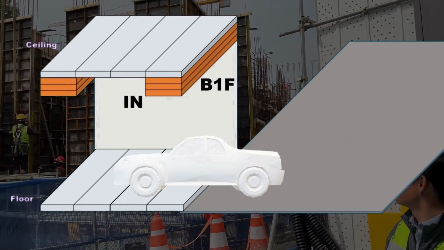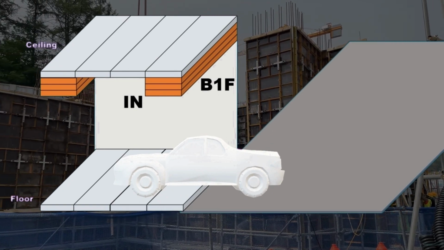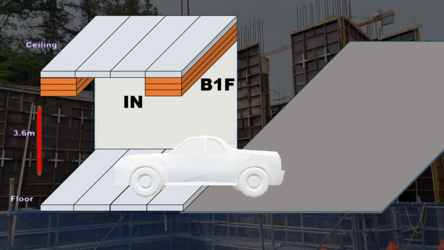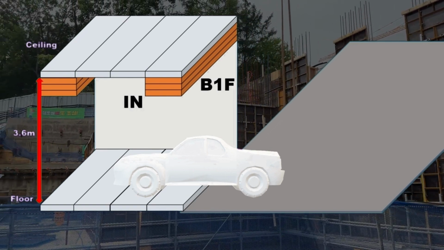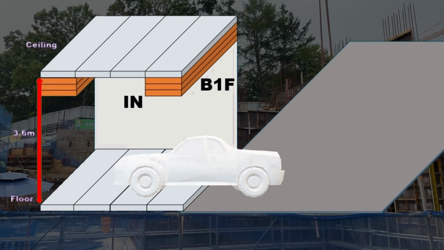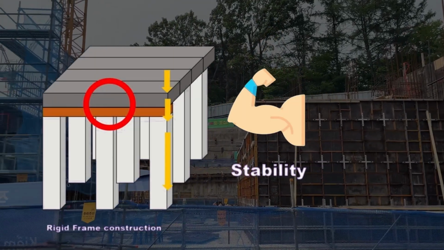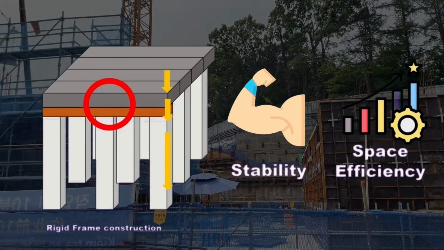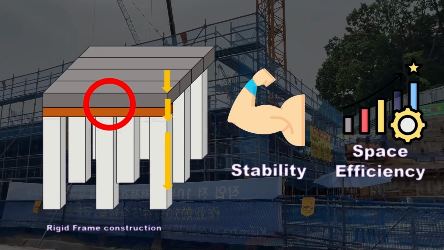Consequently, we needed to lower the basement level enough to allow the entry from the outside road to the first basement level. And since this height was sufficient for our rigid frame structure at 3.6 meters, we chose a rigid frame that could provide both stability and space efficiency over the cost savings of a mushroom structure.